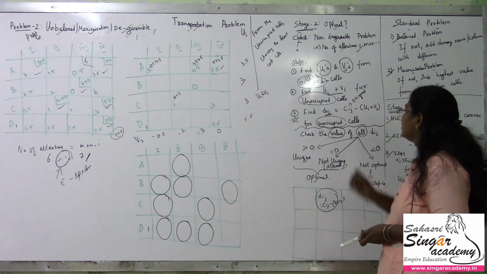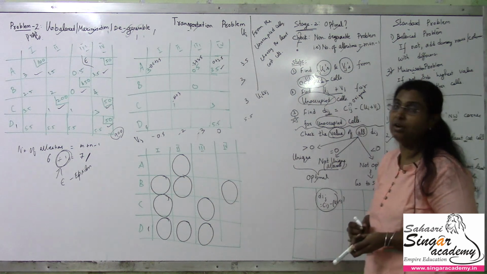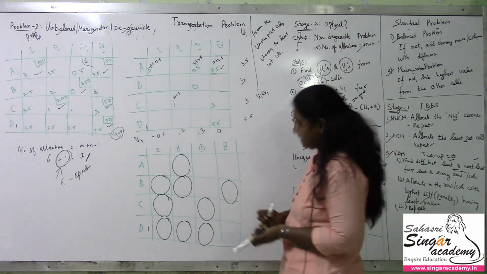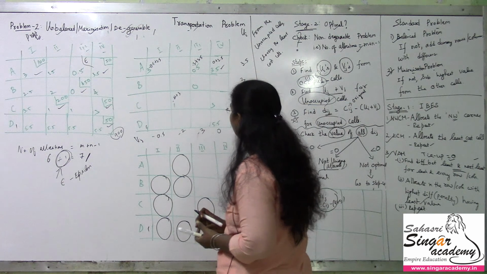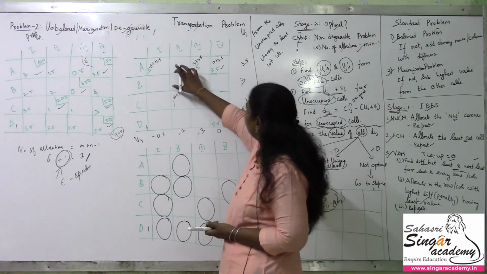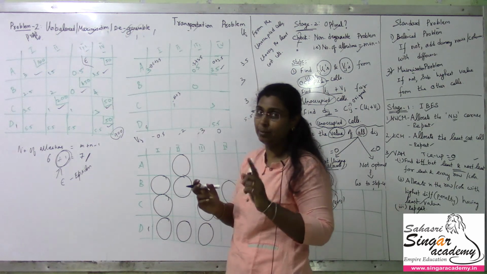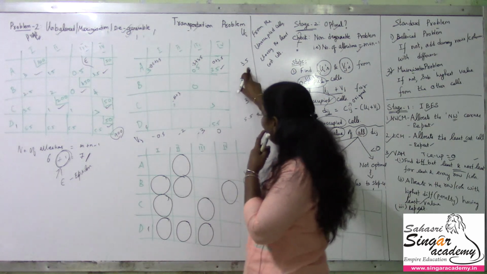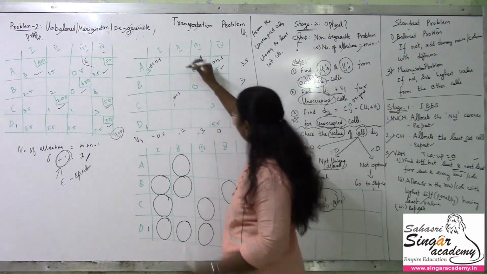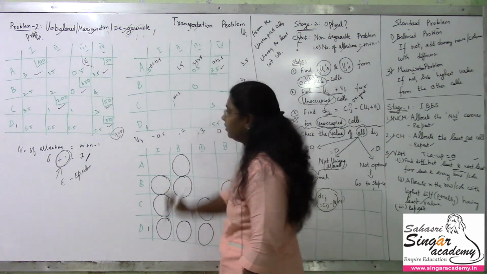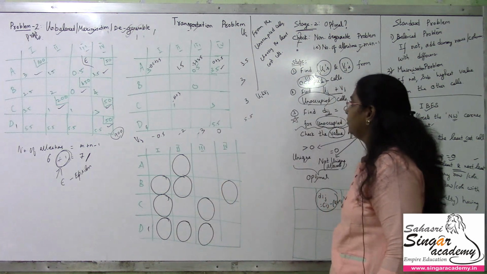Find Ui plus Vj for the unoccupied cells. Shall we? Yes. Addition subtraction la konja clear ah paathukonga. So let me go for the filling of these values. So this is 3.5 minus 2. You have to add and put it. Ui plus Vj da. 3.5 minus 2 this will be. So 3.5 minus 2, 1.5 will be this value. Okay.